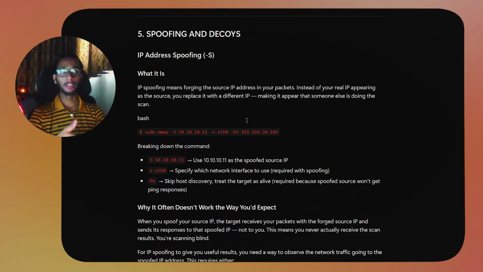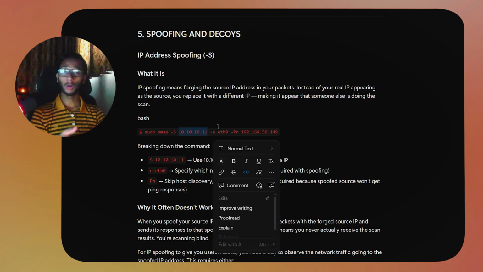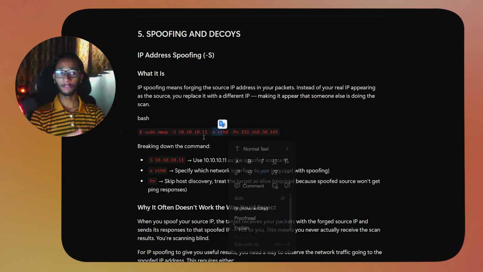And here is a technique to do IP spoofing. For example, you want to find out what ports are open on the target machine or target website, and you don't want to show your IP. So what you do is add a fake IP instead of your own IP. To do this, you type -S, which means IP address spoofing, and then you specify the IP address. You also specify the network interface as well.